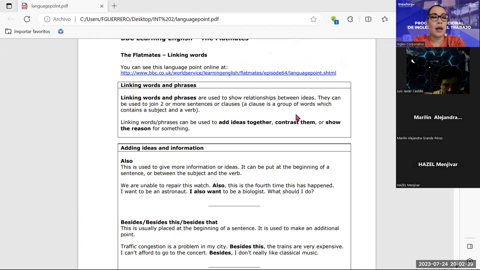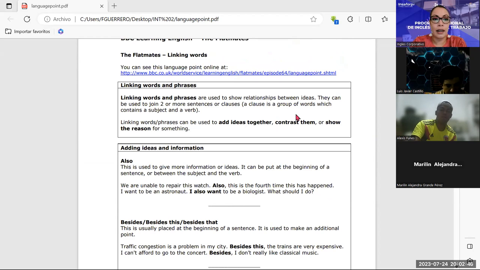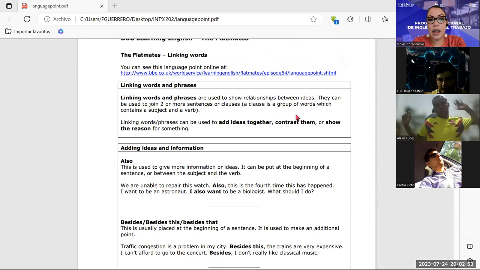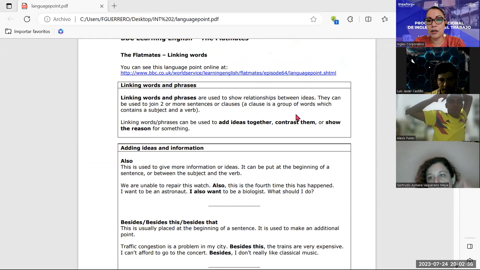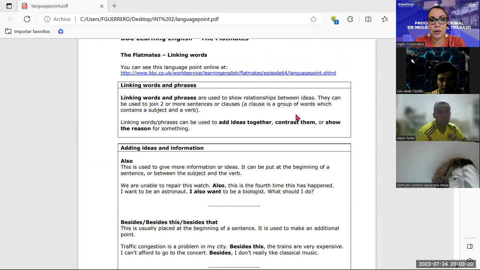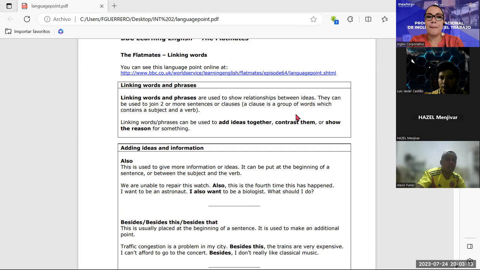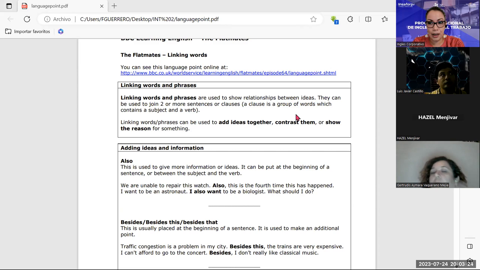We're going to continue practicing and discussing the uses of linking words as we were studying last Friday, reviewing this topic. So linking words and phrases are used to show the relationship between ideas, and they can be used to join two or more sentences or clauses. A clause is a group of words which contains a subject and a verb. So basically, we're speaking about a sentence. That's as simple as that. The linking words or phrases can be used to add ideas together, to contrast them, or to show the reason for something. As we know, they are used for different purposes.